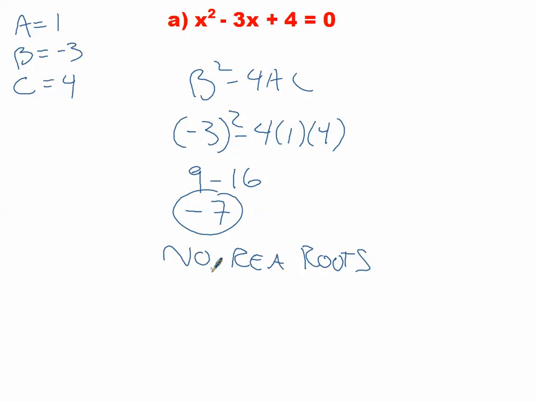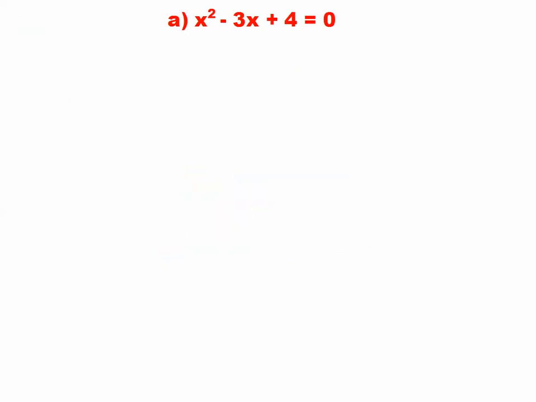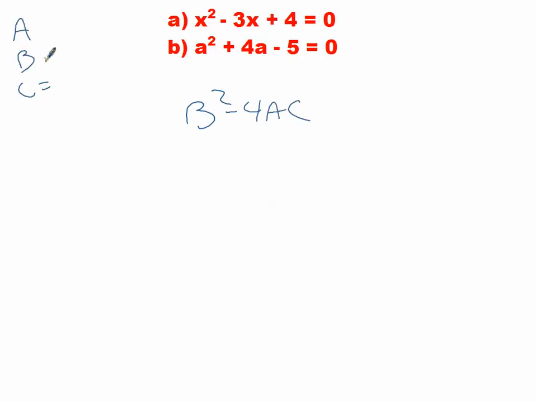So now let's try another problem. So I'm going to erase this. Let's try another problem. What is the discriminant? B squared minus 4ac. What is our a? What is our b? What is our c value? Oh, Abby, what is our a, b, and c value? A is 1, B is 4, and C is -5.